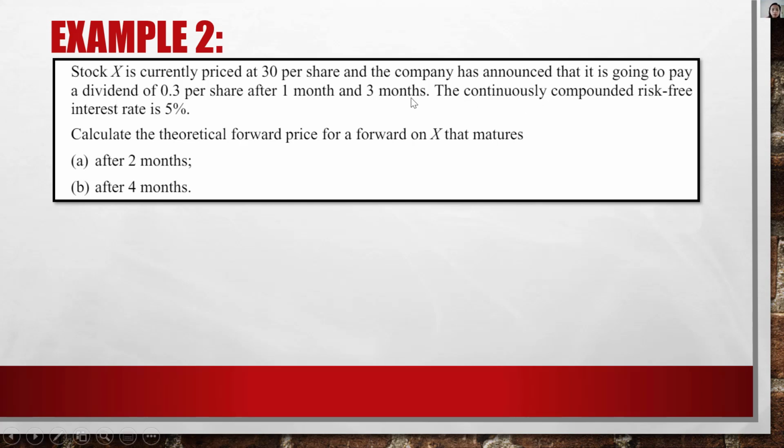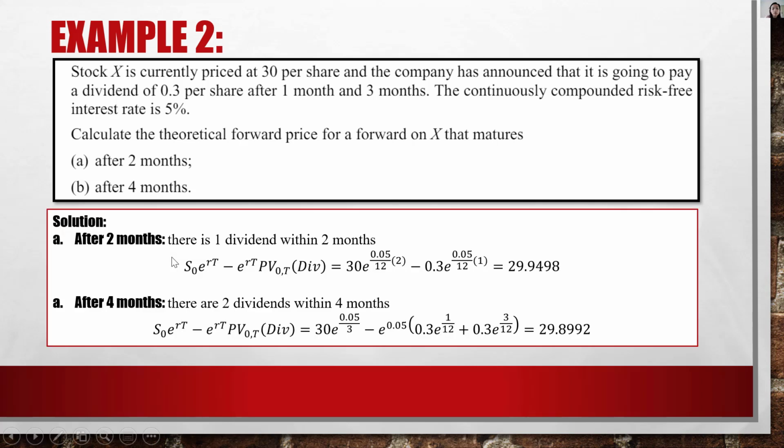And also, we got the dividend paid after 1 month and 3 months, right? So in the first part, after 2 months, we got only 1 dividend. For the second part, after 4 months, we got 2 dividends. So they are different. See that? Now let's consider the first case, after 2 months. After 2 months, there is only one dividend within 2 months, right?